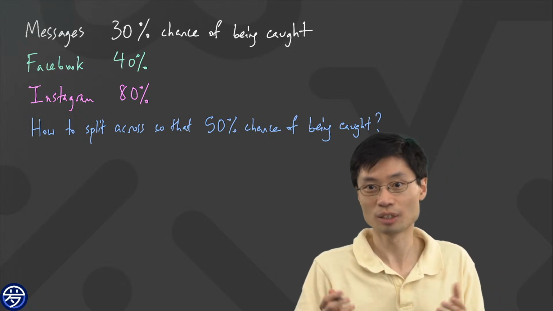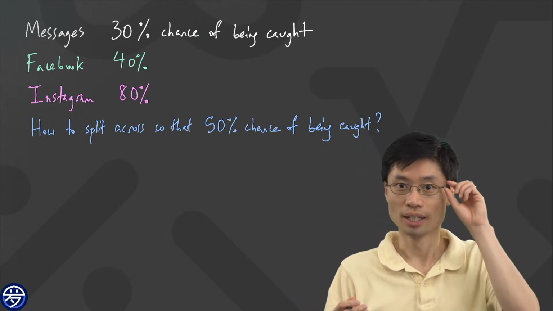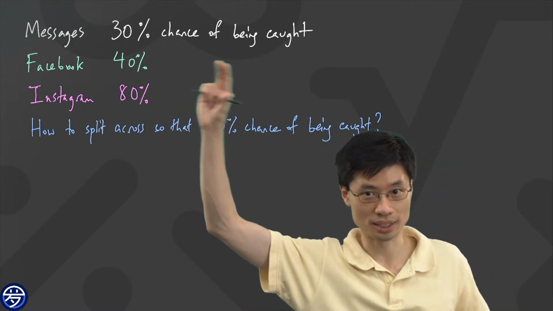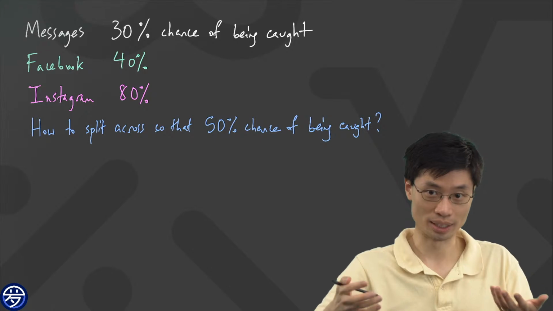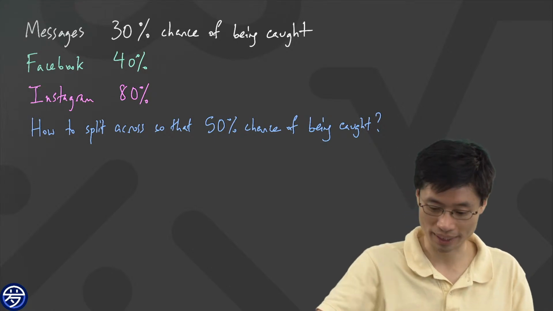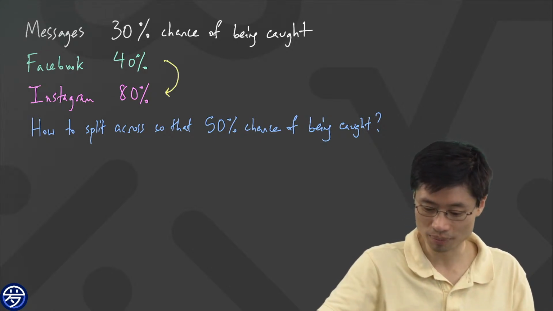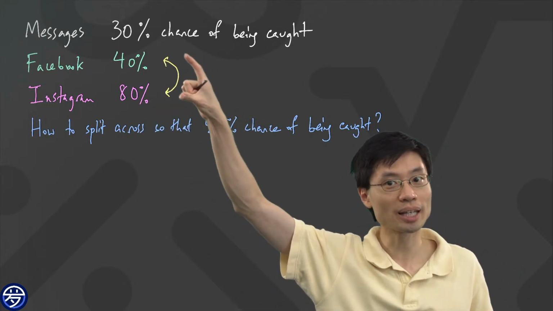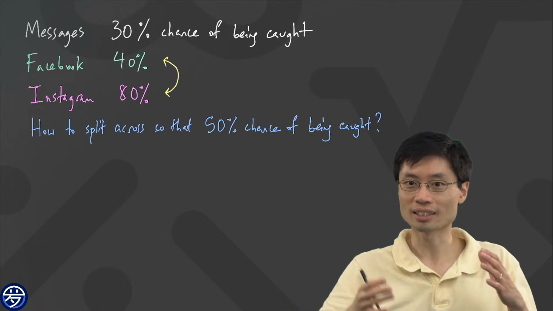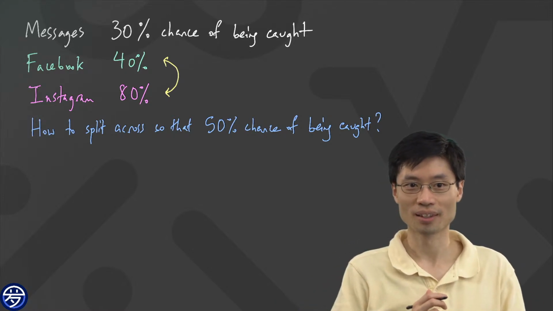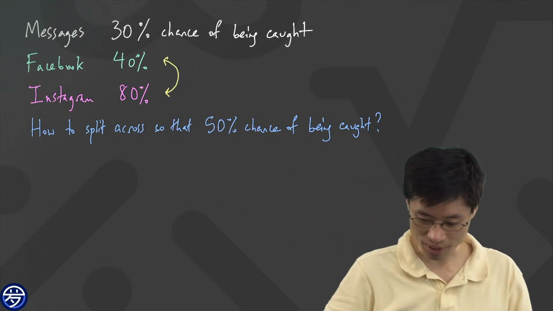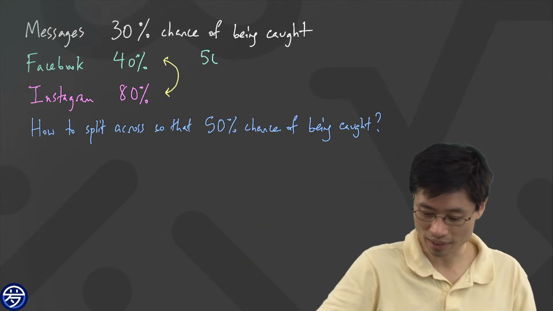Okay? And just to make this question easier to deal with, I'll show you how to do it if you were just using Facebook and Instagram. And of course we can add more things and get more complicated. But just between these two, because 50% is already in between them, I can already make a balance of these two so that there's a 50% chance of getting caught. And here's how to think of it. Facebook, 40%, happens to be 50% minus 10%.